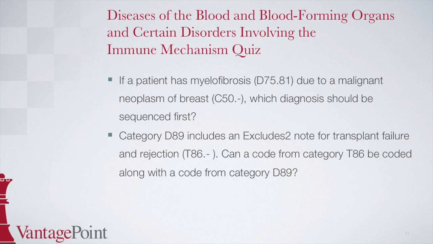You can pause the webinar to write down your answers and then hit play to find out if you were correct. The answer to our first question is the malignant neoplasm of the breast. We know this because if you look up D75.81 for the myelofibrosis in the tabular index, the instructional note in red states, code first the underlying disorder, such as malignant neoplasm of breast.